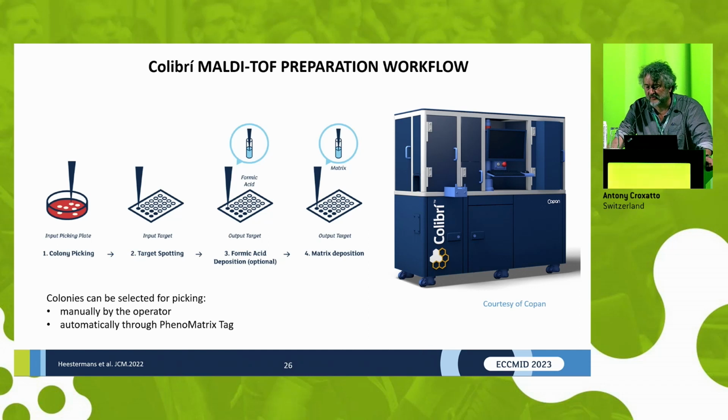The Colibri MALDI-TOF preparation workflow, I will not go into detail. If you're, of course, interested in the Colibri, you're welcome to the Copan booth. They will have the time to describe in detail how it works. But basically, for target plate preparation, the Colibri can pick up colonies, spot the target on the MALDI plate, add formic acid, this is not compulsory, and then add the matrix. The colonies can be manually selected by the operator or automatically through Phenomatrix tag, which I think is a very interesting tool to perform that, because selecting 20 colonies manually is a loss of time.